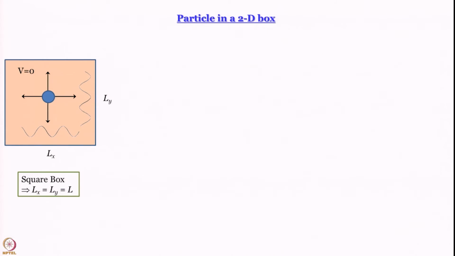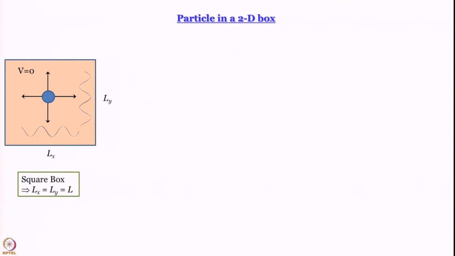Now, let us see if we can increase the dimensionality a little bit. Let us talk about a particle not in a 1D box, but in a 2D box, which means the particle is moving, let us say, on the surface of a table or something like that. And again, to keep things simple, let us start talking about a square box. Square box means Lx is equal to Ly.